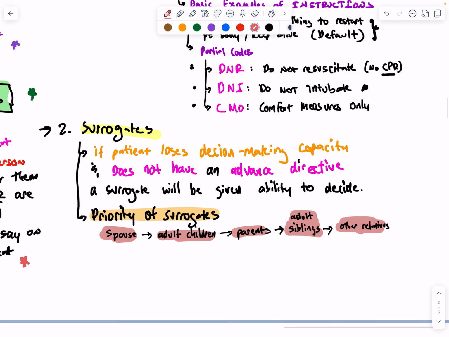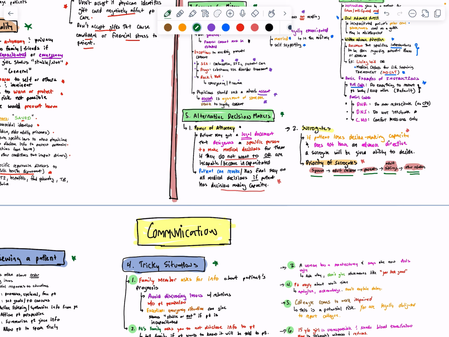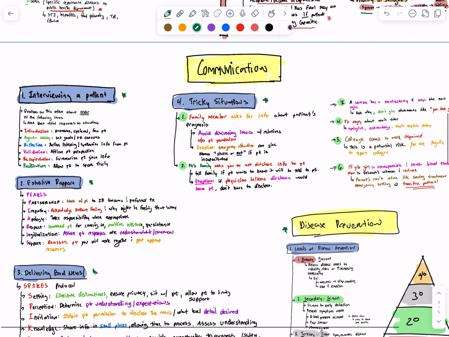All right, surrogates. If the person loses decision-making capacity and they don't have an advance directive on file, then the surrogate goes to next of kin. But we do have an order of priority of surrogates, and this is pretty important and very testable. So first priority of surrogate is the spouse of the patient, if they have one. Next is adult children of the patient. Then after that, there's the parents of the patient, then adult siblings, and then any other relatives. Right? So spouse, adult children, parents, adult siblings, other relatives.